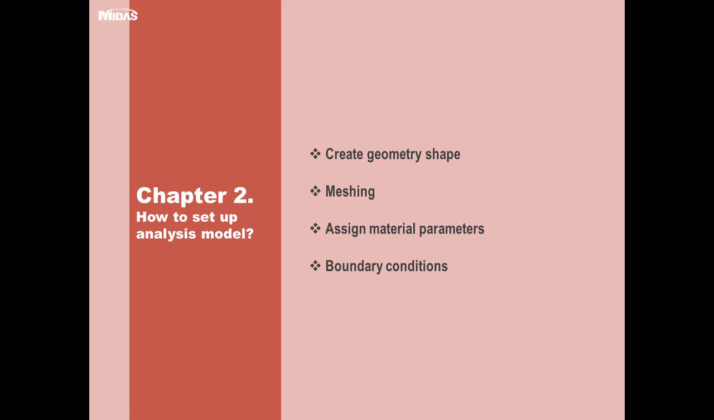So in chapter 2, we'll be talking about how to set up the analysis model. In this, we'll be going over the pre-processing part, that is what we have to do before hitting that button that runs the analysis in your programs. So we'll be covering the aspects of creating the geometry, meshing, assigning material properties, and finally the boundary conditions.